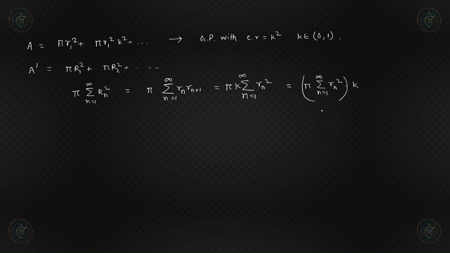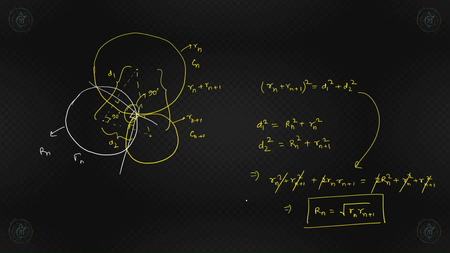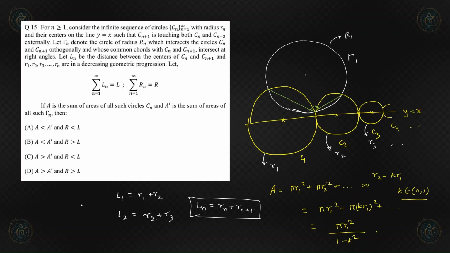Now what is this thing? This is simply pi r1 square plus pi r2 square and so on, which is simply our capital A, right? So this will be kA. That means A dash equals kA, right? Now as k is less than 1, this A dash must be less than A, right? So A dash is definitely less than A. This is our first condition.